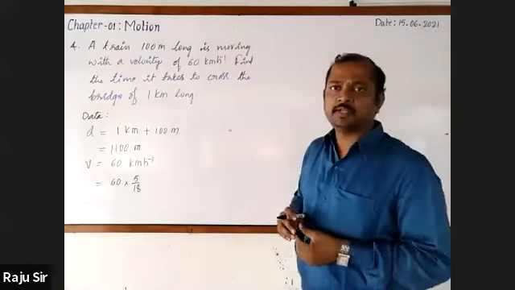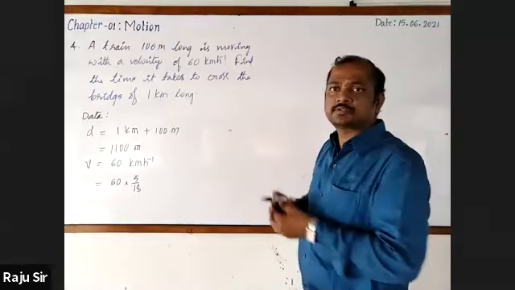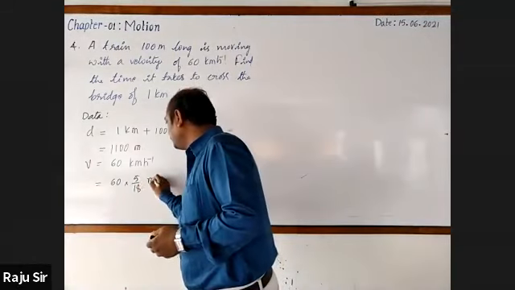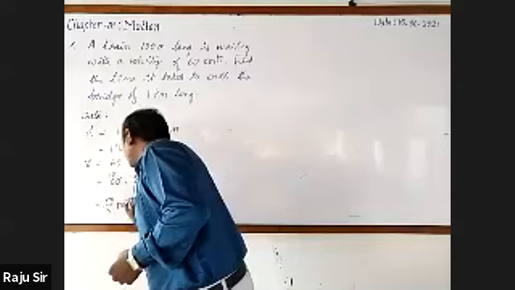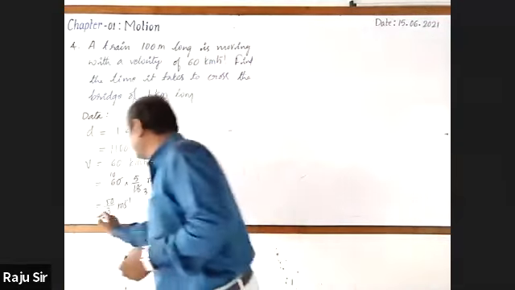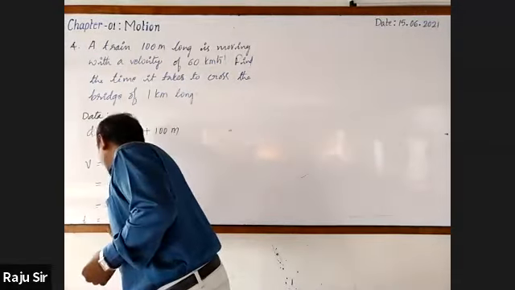Sir, is 60 kilometer per hour velocity or speed, sir? You may take any one of these two as it is moving in a straight line. So 60 into 5 by 18 meter per second. That is 50 by 3 meter per second. You are going to find out the time, T is equal to question mark.